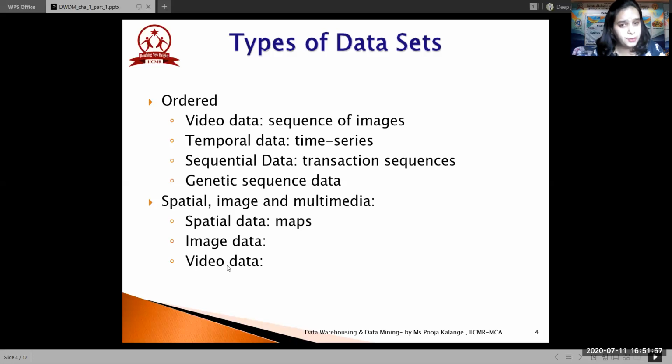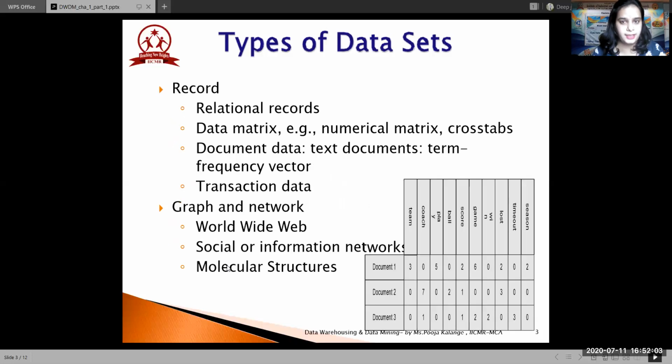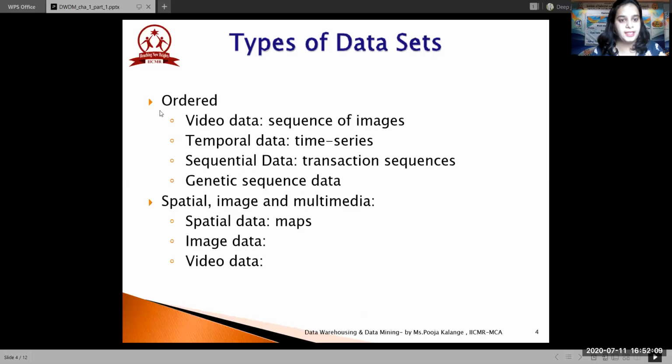To revise what we have studied: we have studied four types of data sets. First, the record data set. Second, the graph and network data set. Then the ordered data set. And then the spatial, image, and multimedia data set. The concept of data objects and related things we'll be studying in our next lecture.